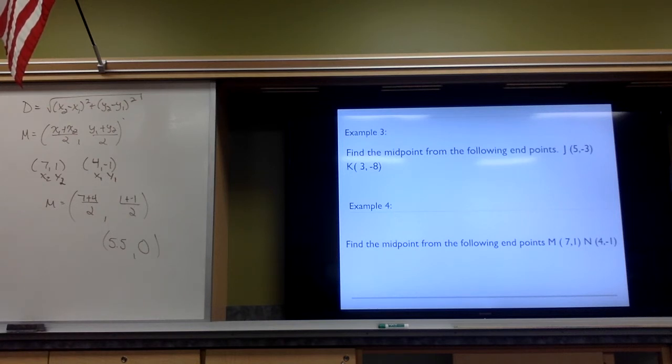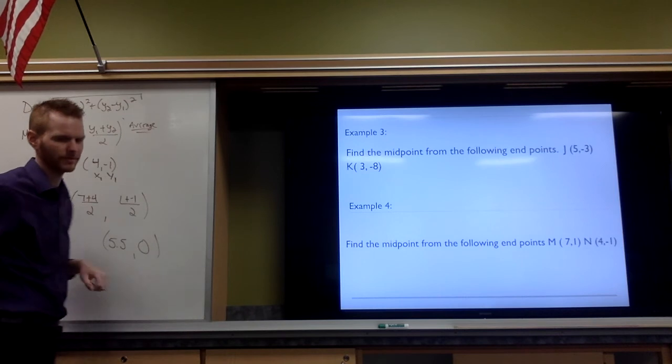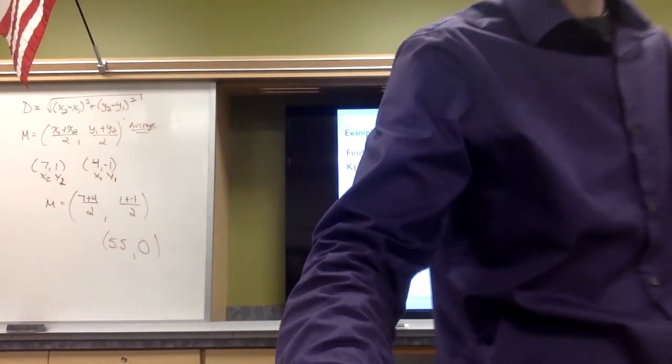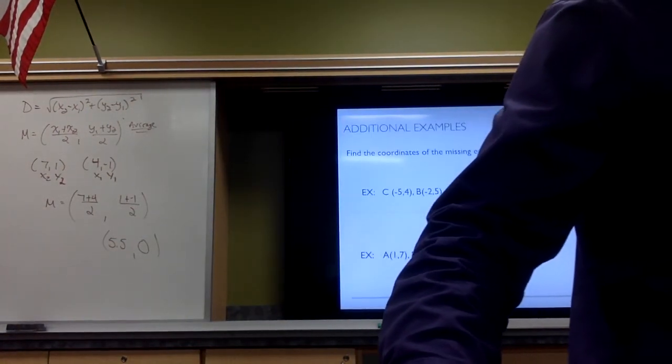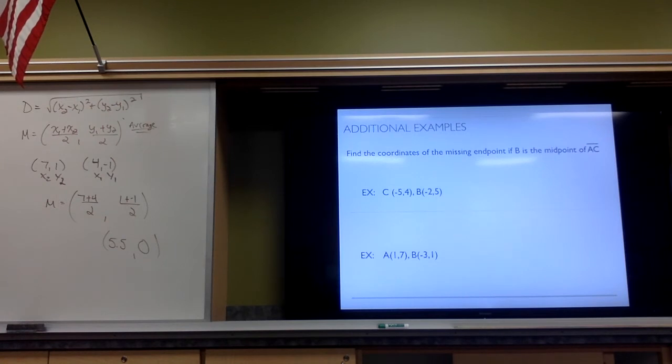Okay. Once again, not a bad calculation. You just have to know how to get to it. So, like I said, this is like the average formula. Like you're taking the average of the x values, average of the y values. Okay. All right, so we're going to jump into these last two examples. Find the coordinates of a missing endpoint if B is the midpoint of AC. Okay, that's what we're going to do.